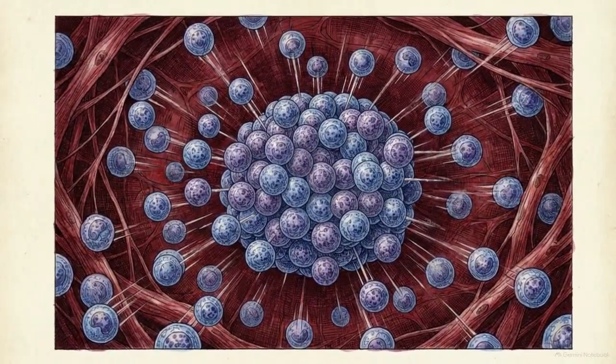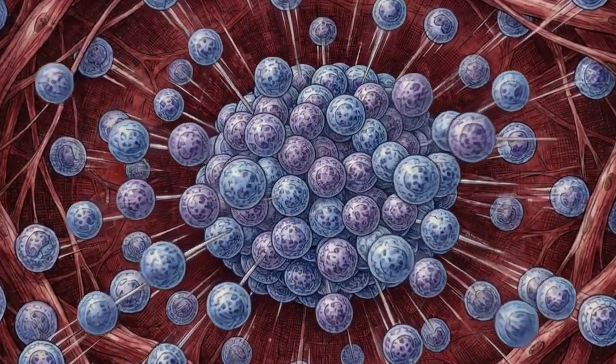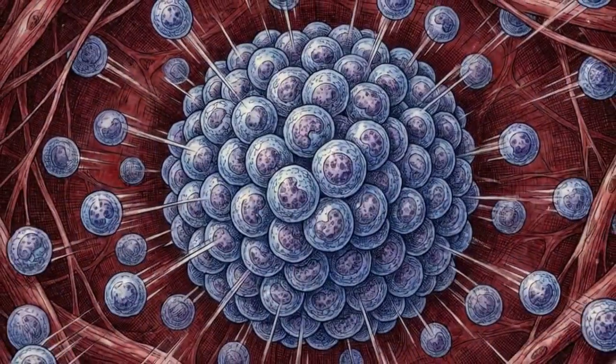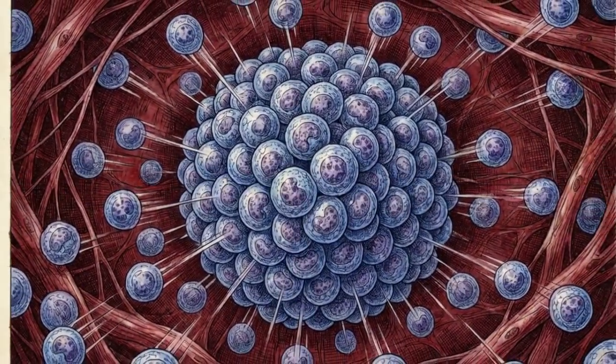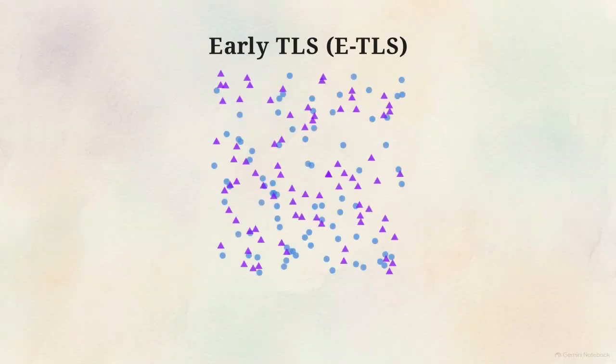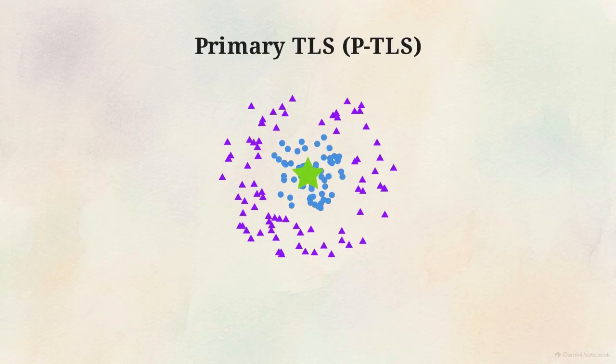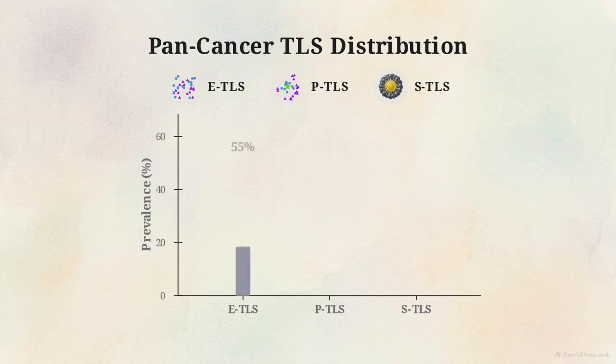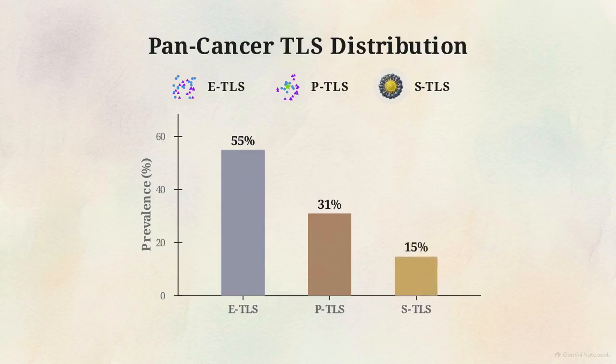Tertiary lymphoid structures are dynamic ecosystems. They begin to assemble as immune cells migrate and clump together to form organized clusters within the tumor bed. The first stage is the unorganized early TLS. In the primary stage, the cluster develops defined zones and follicular dendritic cells. The secondary TLS is fully mature, featuring active germinal centers. Pan-cancer data shows 55% early, 31% primary, and 15% secondary.